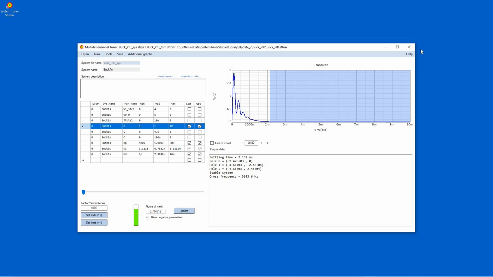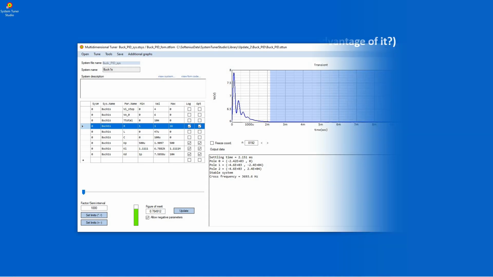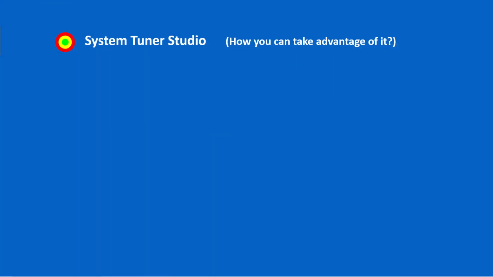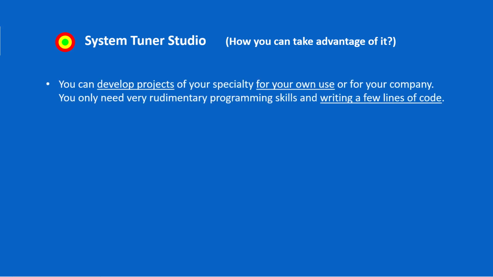Additional functions that are available for the two-dimensional tuner are also available for the multidimensional tuner. You can take advantage of System Tuner Studio in different ways. You can develop projects of your specialty for your own use or for your company. You only need very rudimentary programming skills and writing a few lines of code.